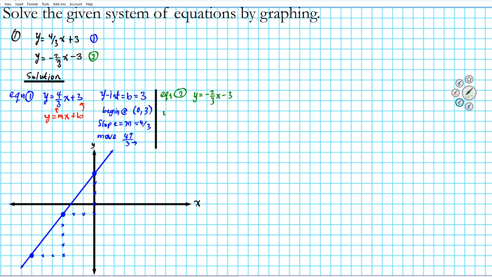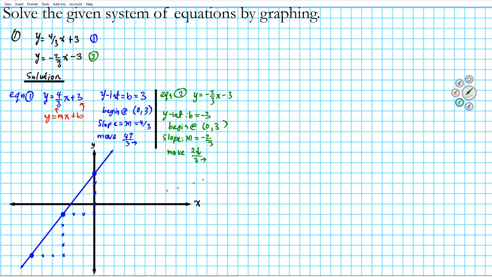Okay, so for this one, the y-intercept, which is b, is negative 3. What does that mean? We're going to begin at 0, negative 3. That's the first point. And then your slope, m, the coefficient of x, is negative 2/3. So that tells you your moves, right? You're going to move 2 units down because the rise is negative, and you're going to run 3 units. You always run with the slope, okay?